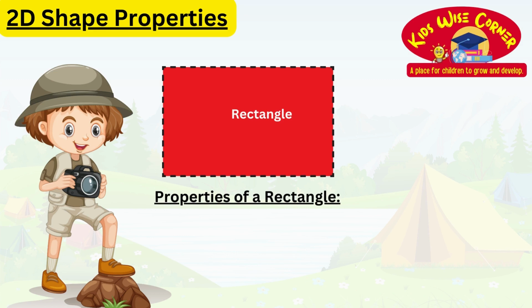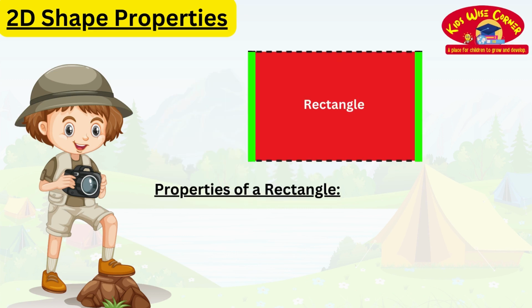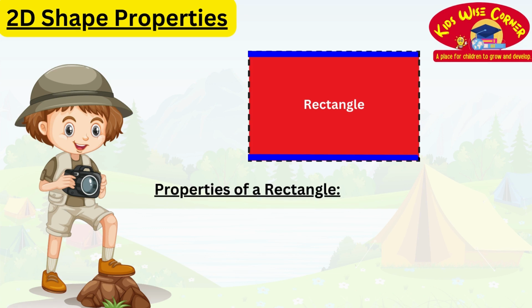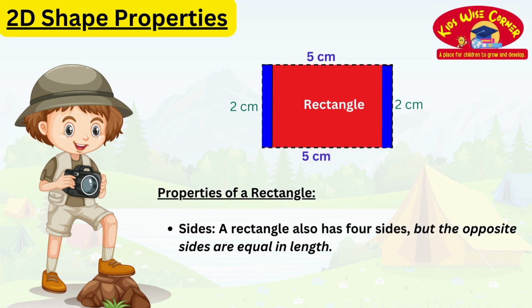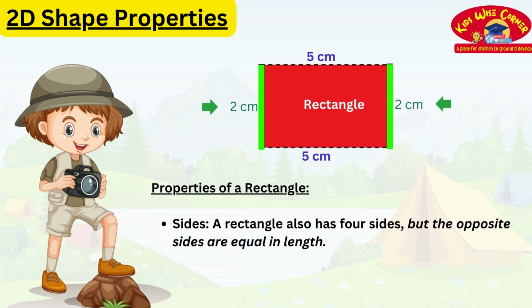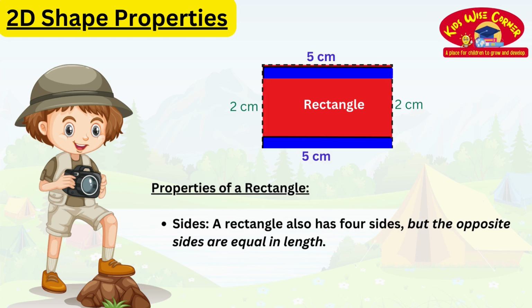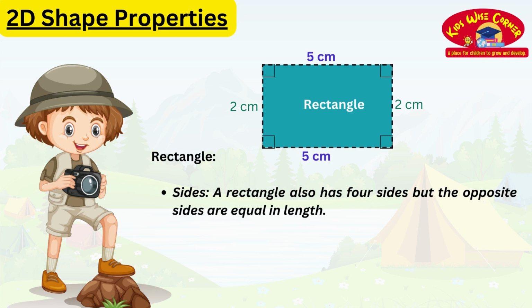Rectangles. Rectangles have 4 sides, but the opposite sides are equal in length. We can see that the lines going up and down, or vertically, measure 2 centimeters, and the lines going side to side, or horizontally, measure 5 centimeters. They don't have all 4 sides the same. With sides of a rectangle, there are 4 sides, but the opposite sides are equal in length.